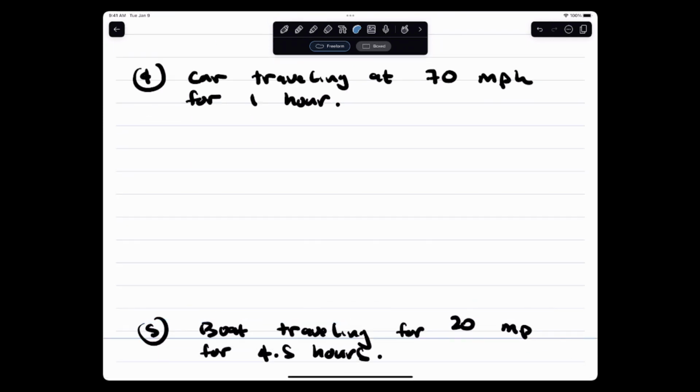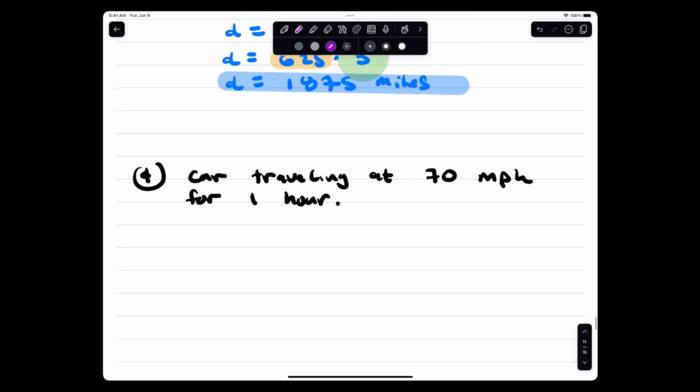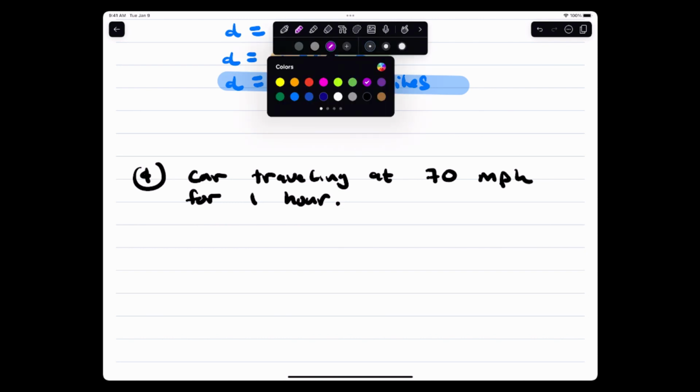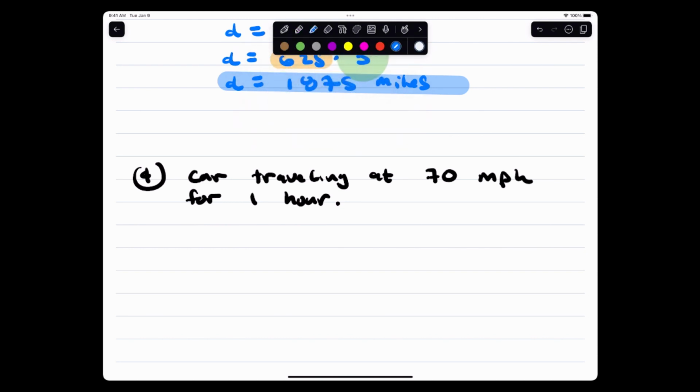Now you have a car traveling at what? 70 miles per hour. Okay, that's going to be a rate again. Is that true? 70 miles per hour. That's mph. That's a rate. What's the time here? 1 hour. So we have distance is rate times time.